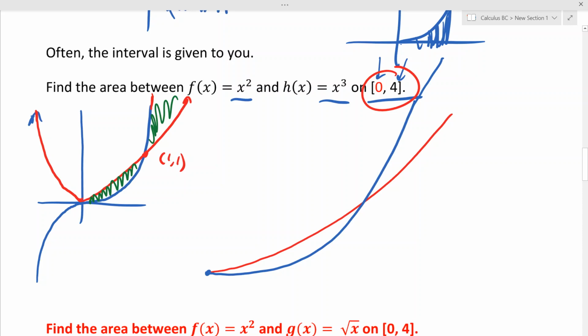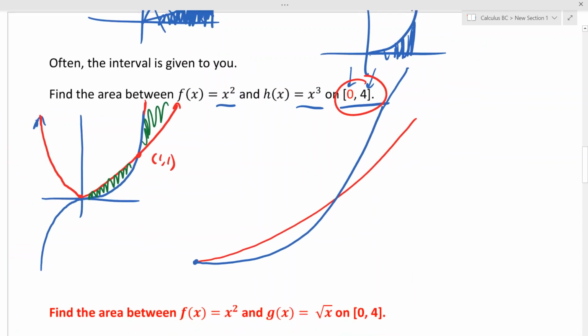Now, I chose this question for a reason. What happens is the top and the bottom change there, right? In my first section, the bottom is x cubed and the top is x squared. So rectangles in that section are defined by their height, which is x squared minus x cubed, times their thickness, which is dx.